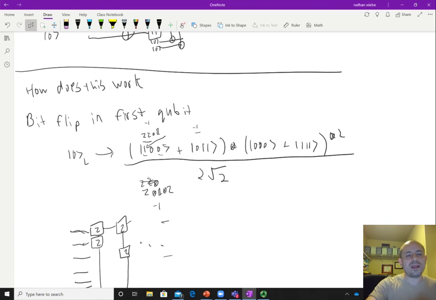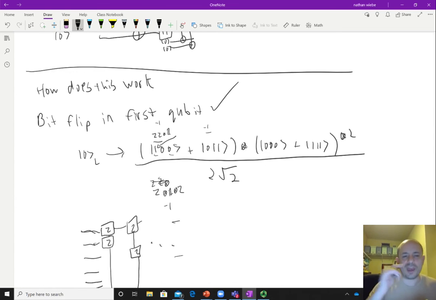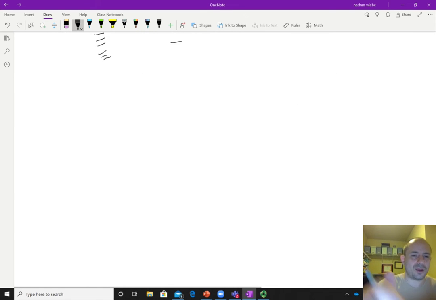And while I assumed that the error happened in the first quantum bit, you can see by symmetry, because the code can correct this on the first bit, it should be able to correct this similarly on the second, third, fourth, and so on. So the Shor code is capable of detecting and correcting bit flip errors. Now, let's take a look at phase flip errors.